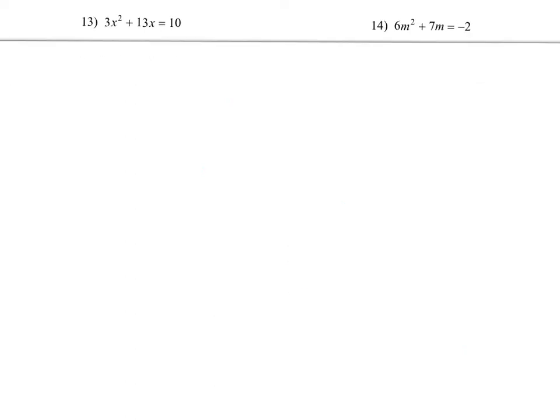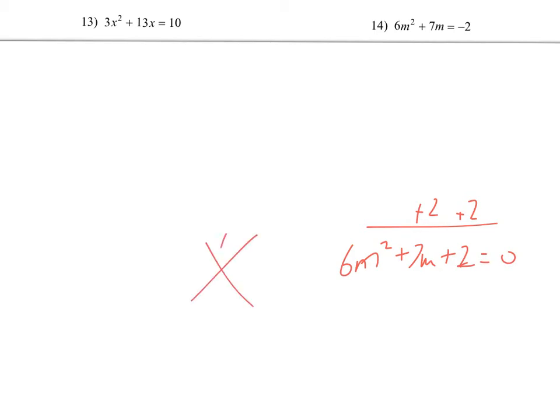Next up, number 14. So this one I need to add 2 to each side of the equation. So I get 6m squared plus 7m plus 2 equals 0. And now I'm going to do an x box. I don't see a GCF, so I'm going to do an x box here. So I got 12 and 7 for my a times c and my b. So it's going to be 4 and 3 there.